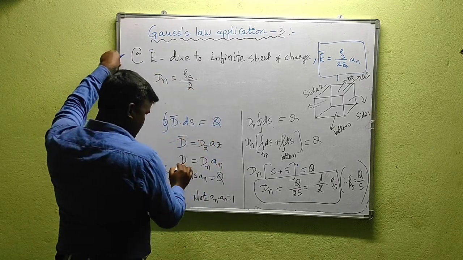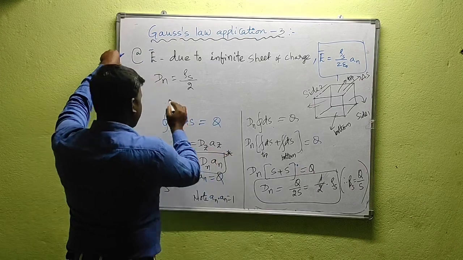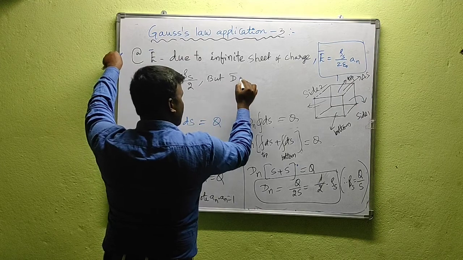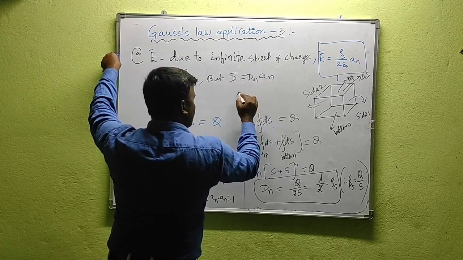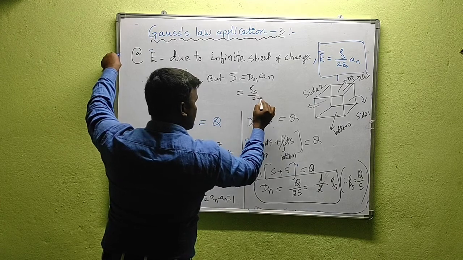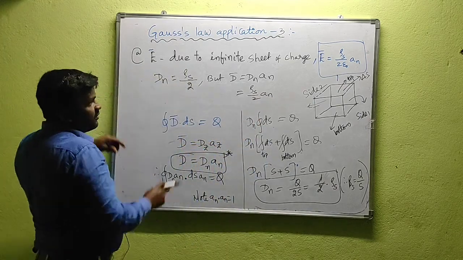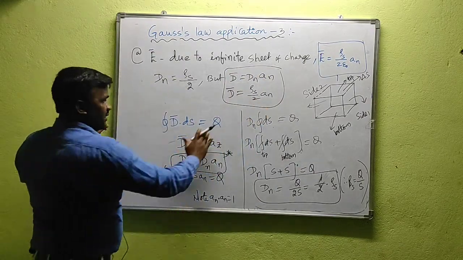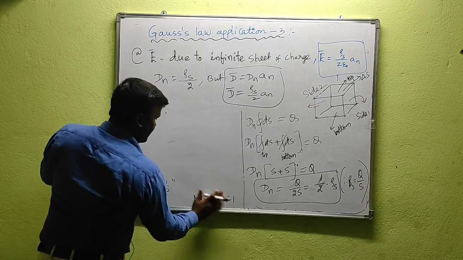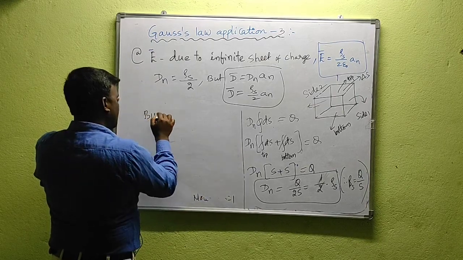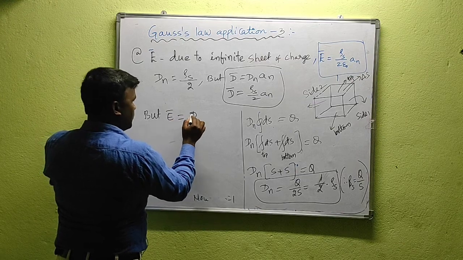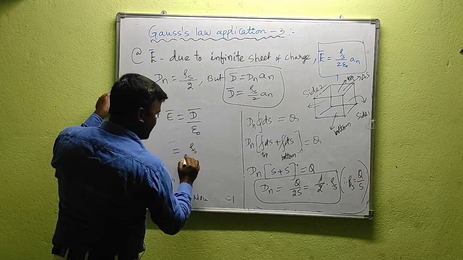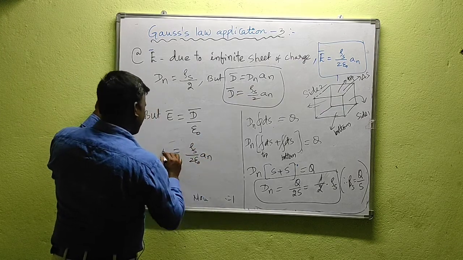What is D? This one is important in this case. D equals Dn into an. Dn is derived as rho s by 2 into an. We derived D. D bar equals rho s by 2 into an. Therefore, we can write E equals D bar by epsilon naught in case of free space. What is D bar? D bar is this one, so E equals rho s by 2 epsilon naught into an. This much is easy.